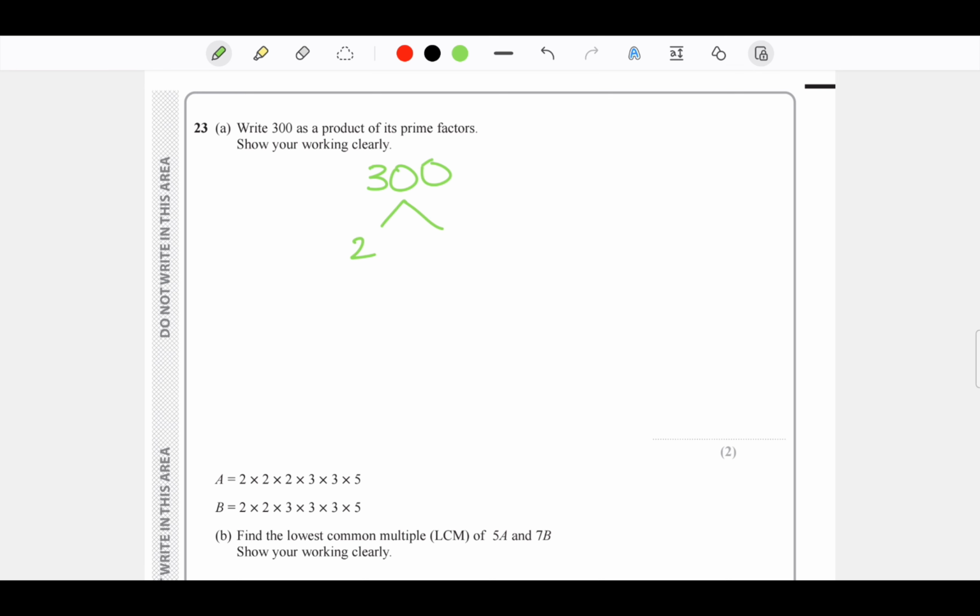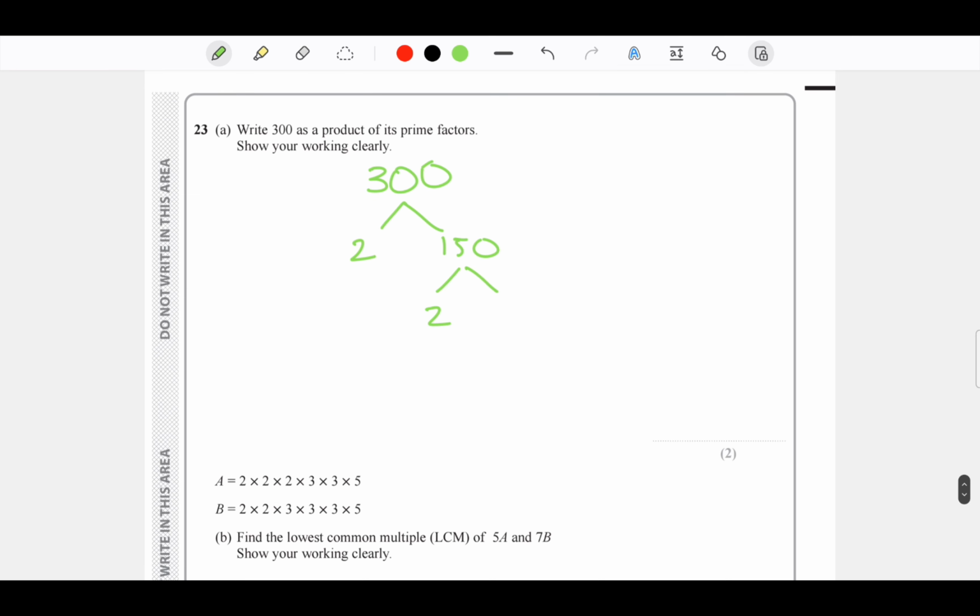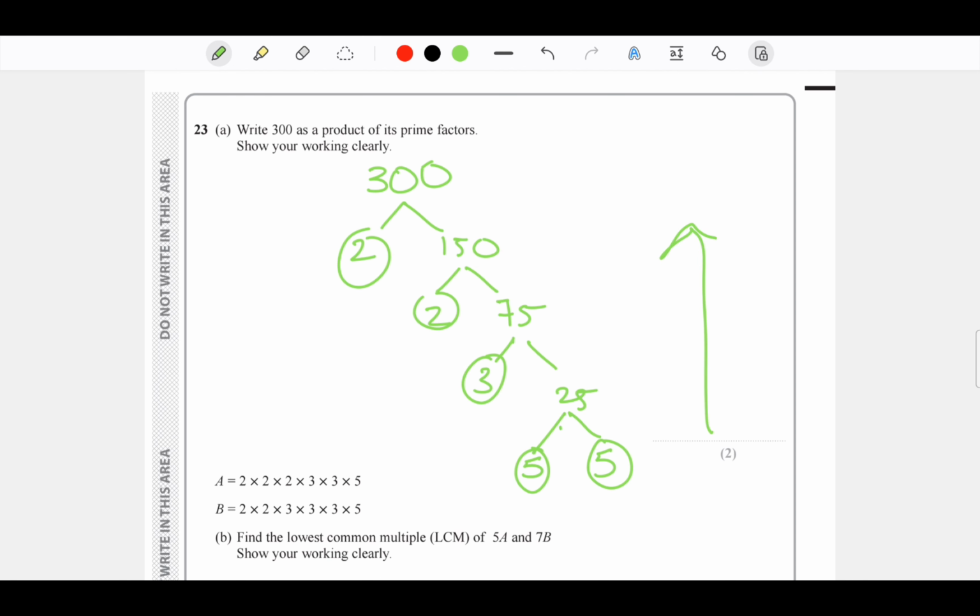Divide it by 2 and I would get 150 balance. Divide that by 2, I would get 75 balance. Divide that by 3, I would get a balance of 25, and 25 I know I can divide by 5 and 5. So these are my prime factors: 2, 2, 3, 5 and 5. So my answer is going to be 2 times 2 times 3 times 5 times 5. Multiply this into a calculator, you're going to get 300.